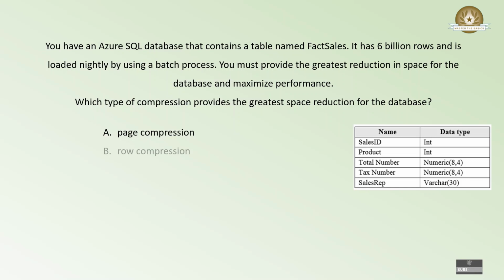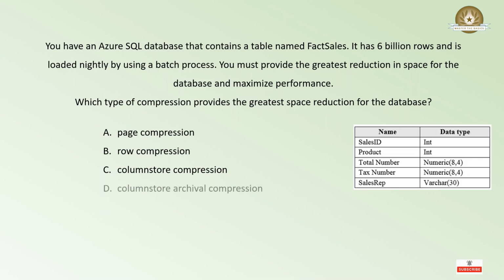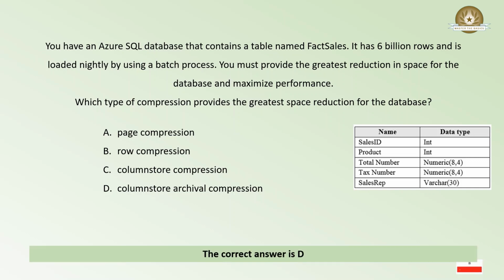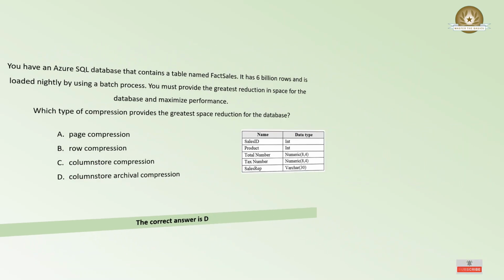A. Page compression. B. Row compression. C. Column store compression. D. Column store archival compression. The correct answer is D. Column store archival compression.